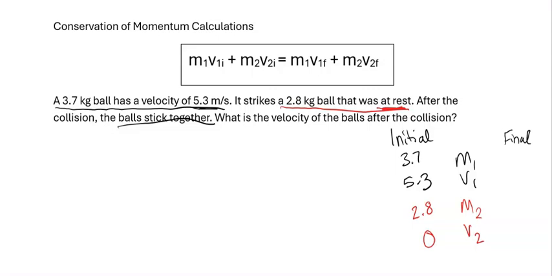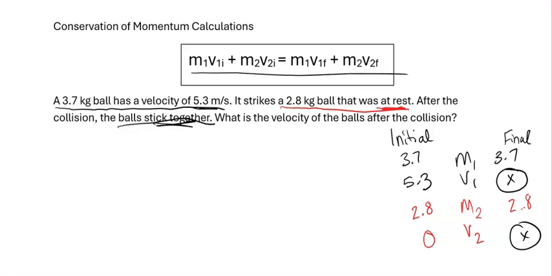Now, you might be wondering, how can we figure this out if I have 2 unknown values? I know the masses aren't going to change, but I have a vacancy here for the final velocity of object 1 and the final velocity of object 2. Well, what you have to recognize is because they stick together, they are going to be moving at the same velocity, so these values are going to be identical. Now, there's a couple different ways you can look at this.